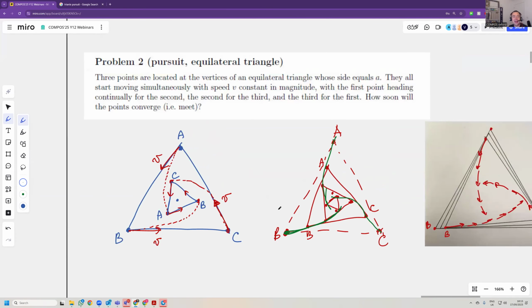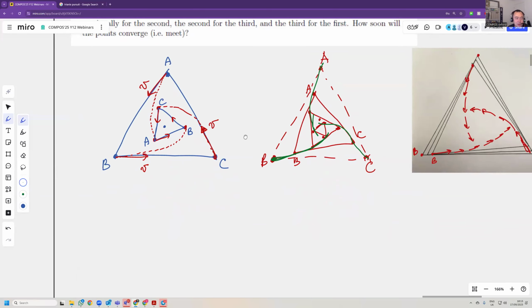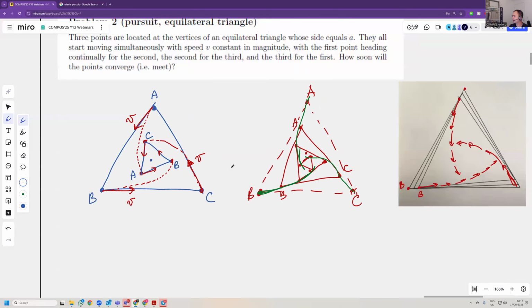So the question is, how soon will they converge, will they meet? They do meet at the center of the triangle, yes, and you can argue from the point of symmetry, right? Because they all move at the same time, they have to meet at the center. Okay.